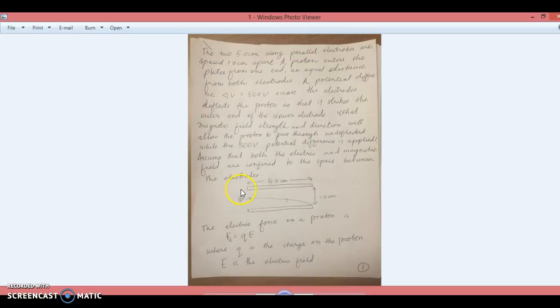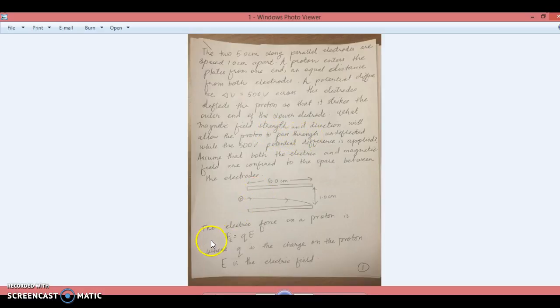Hello, I'm about to do a problem about a proton entering a potential difference of 500 volts across the electrodes, and the electrodes are 5 cm long, parallel, and 1 cm apart. We're about to calculate the strength of the magnetic field that will allow the proton to go through it undeflected.